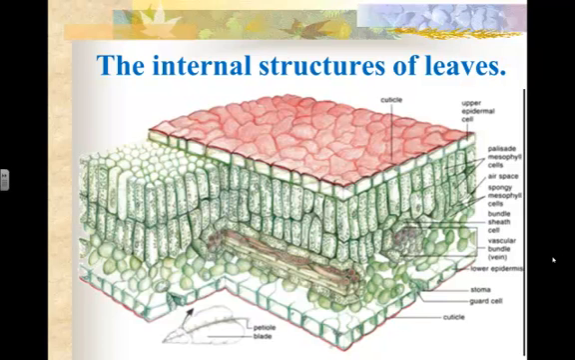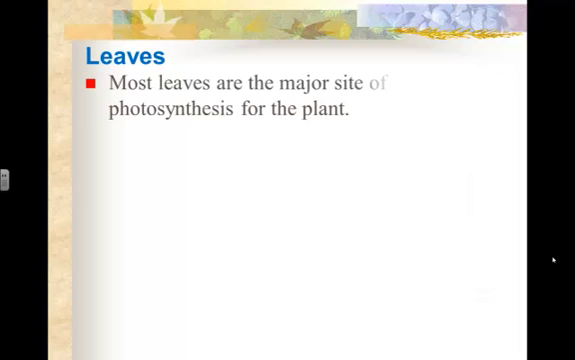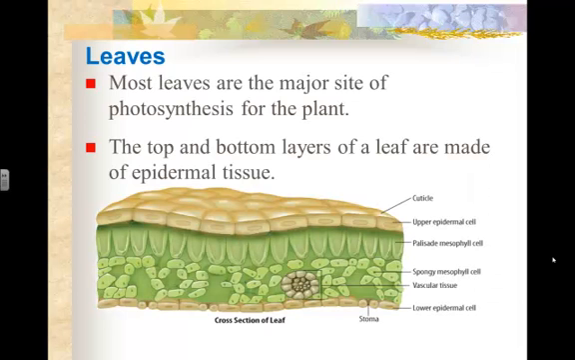Now, the rest of this you do need to know, the internal structures of a leaf, and you will have a diagram on this as well. And we're going to look at the different structures that are inside of the leaf. Most leaves are the major site of photosynthesis, so that's the function of the organ of the leaf, to produce sugar, glucose. And the top and the bottom layers of the leaf are made of epidermal cells, 1 cell layer in thickness. So remember, the roots, the stems, and the leaves are all covered by an epidermis, unless you have a woody stem, then it's covered by the bark, which is cork.